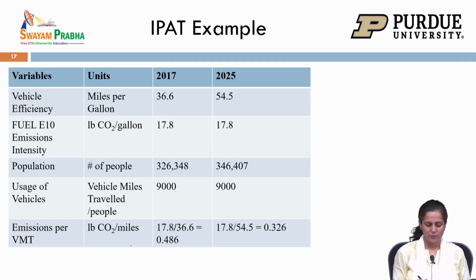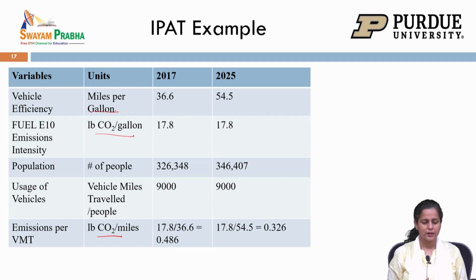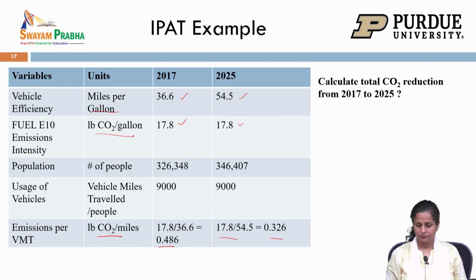So LbCO2 per mile is calculated as LbCO2 per gallon divided by the miles per gallon. When you divide that, you get the LbCO2 per mile, and that is what we do. 17.8 divided by 36.6 gives us 0.486 LbCO2 per mile, and 17.8 divided by 54.5 gives us 0.326. So, take 30 seconds and calculate the total CO2 reduction from 2017 to 2025.